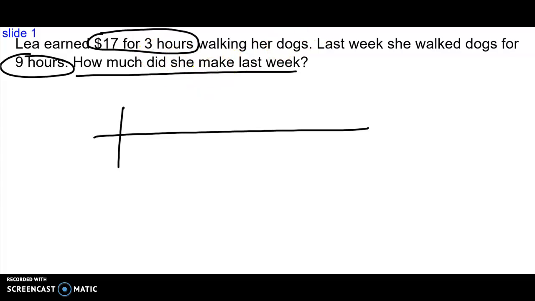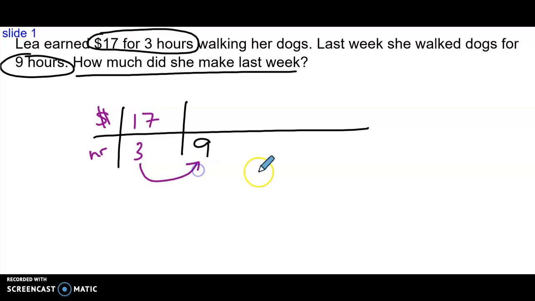a ratio table. And we're going to look at $17 for 3 hours. So she made $17, that's my dollars, for 3 hours. Now we want to know how much did she make last week. Well, she worked 9 hours. Now listen, I need to know how much she made. Well, look at here. This is a rate. Let's find an equivalent fraction.